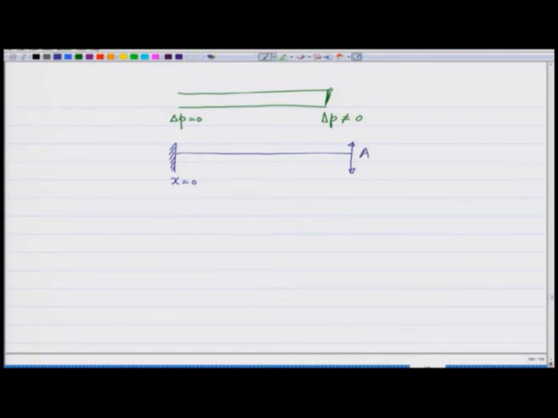Remember, in this case what happened is that I still can take my y of x to be some amplitude times sine of k x cosine omega t. Sine k x is chosen because it automatically gives me 0 at x equals 0. However, sine of k L is not 0. In fact, it is maximum.